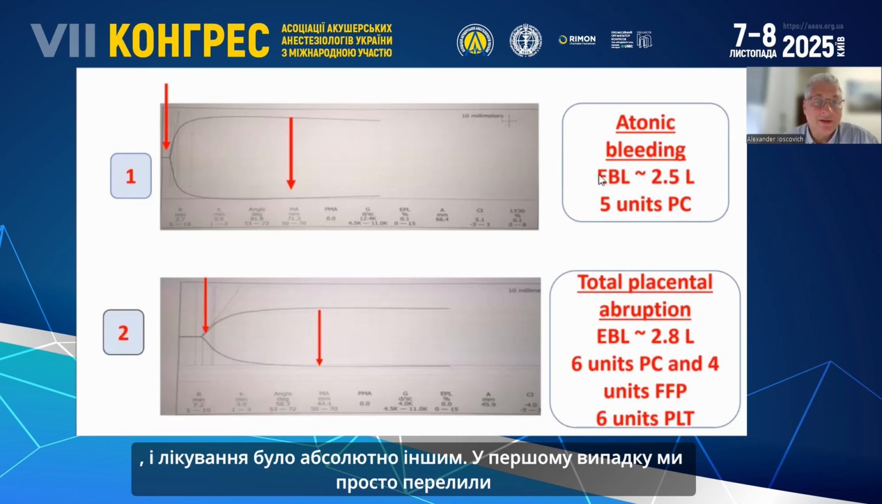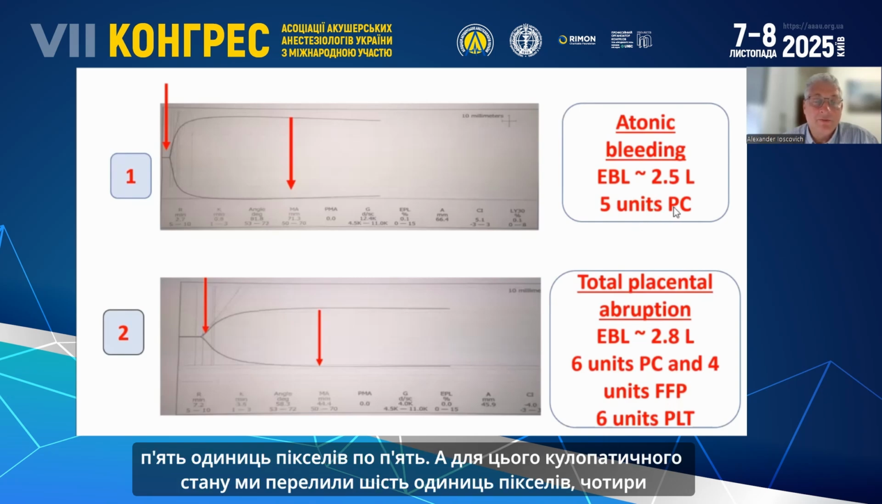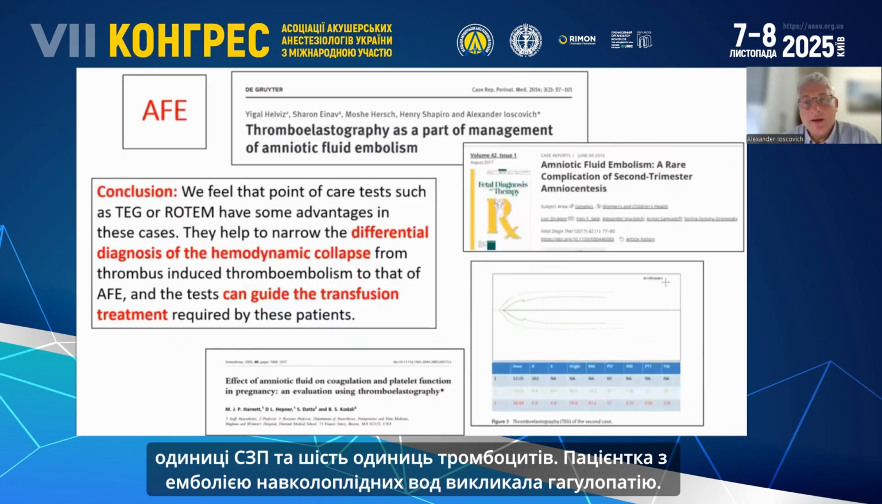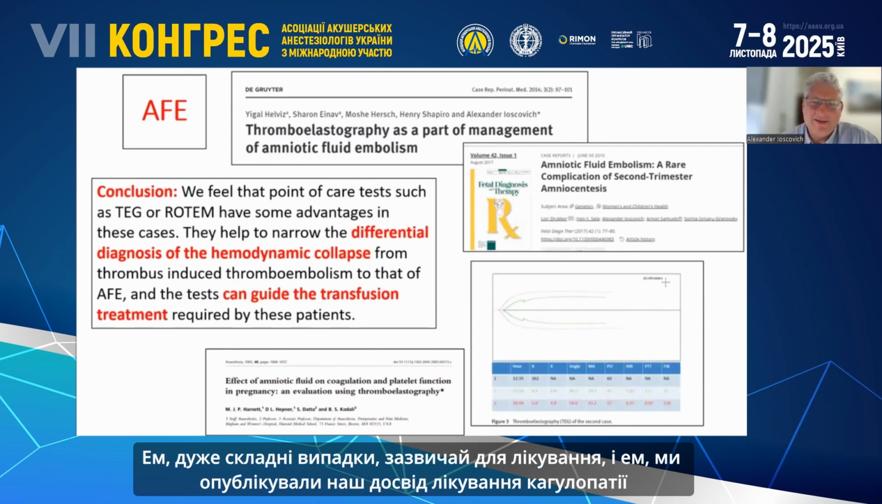In the first case, we just transfused 5 units of PRBC, and for this coagulopathic state, we transfused 6 units of PRBC and 4 units of FFP and 6 units of platelets. A patient with amniotic fluid embolism-induced coagulopathy is usually a very difficult case for treatment.